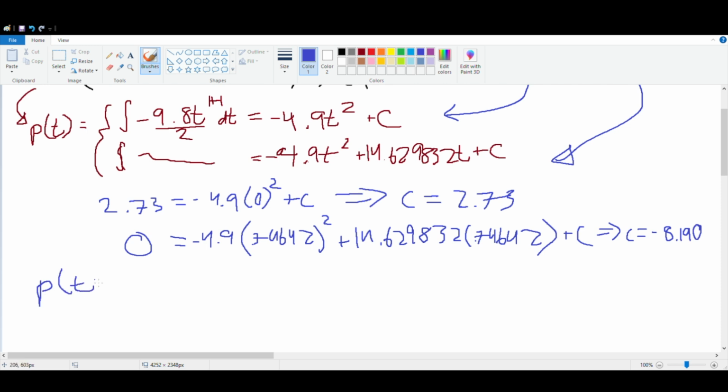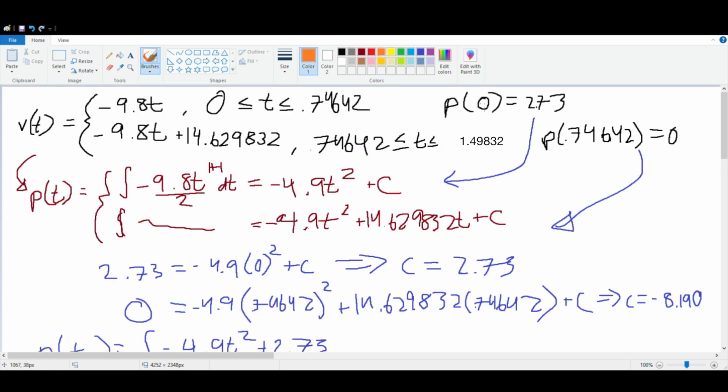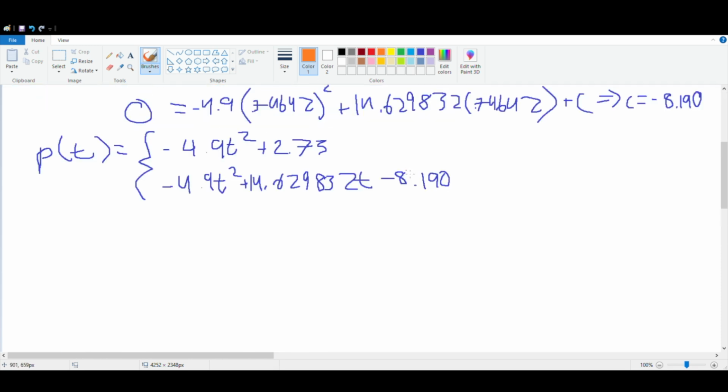And now to write our final piecewise position function, we have p of t equals negative 4.9 t squared plus 2.73 and negative 4.9 t squared plus 14.629832 t minus 8.190. Now, our initial velocity function had parameters for each of these two functions, so those two parameters will stay with each of the two anti-derived functions.